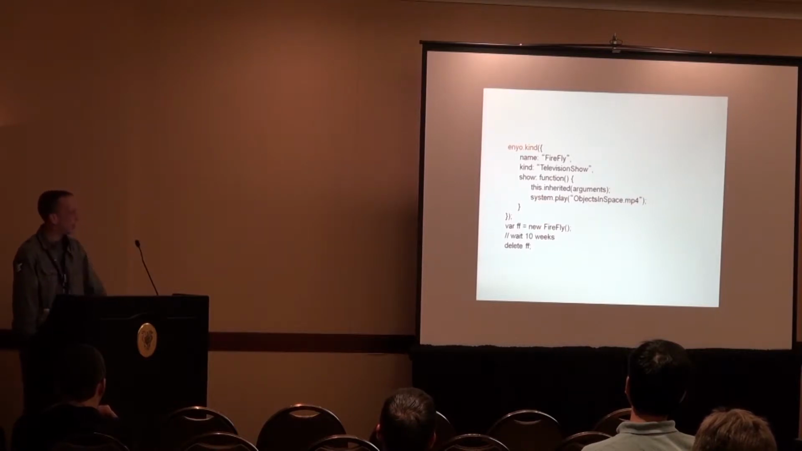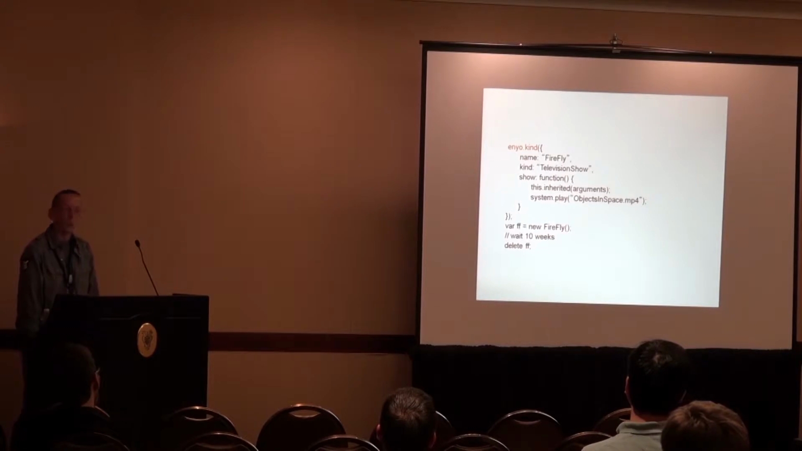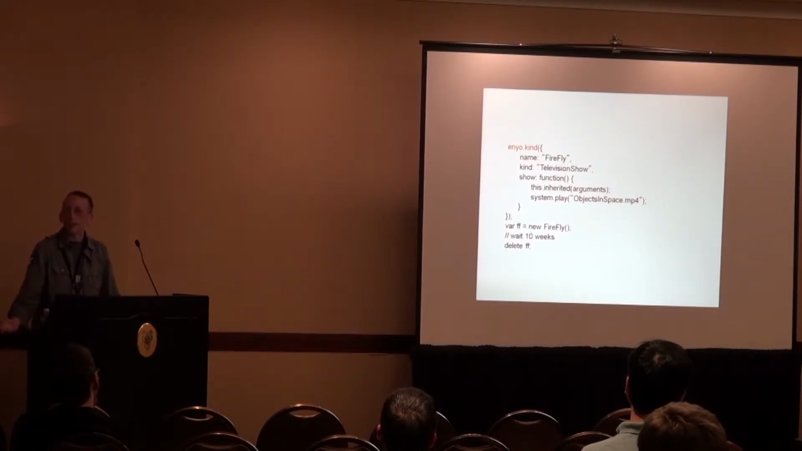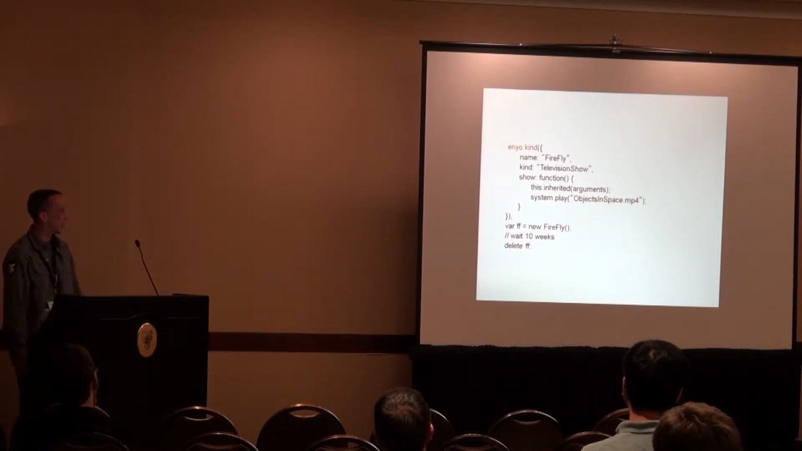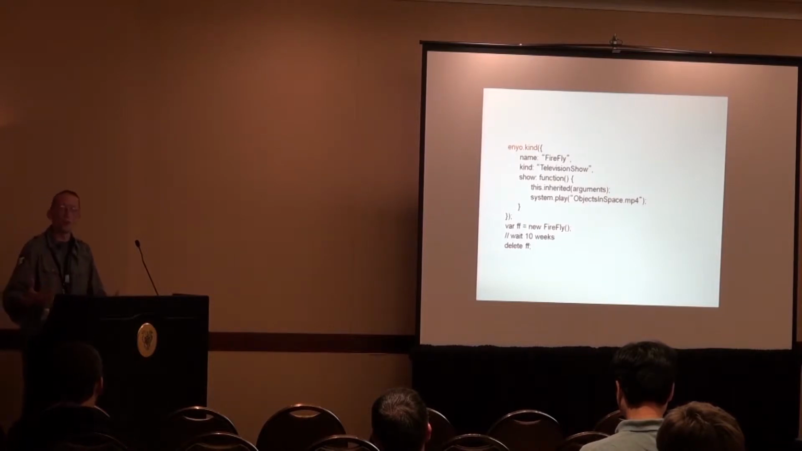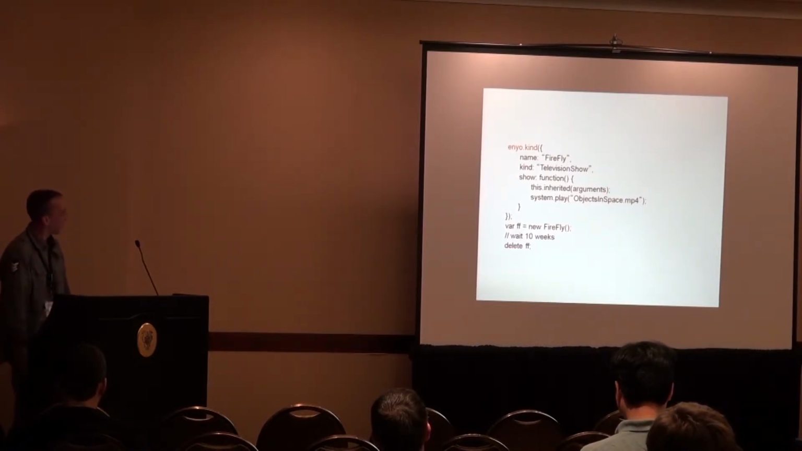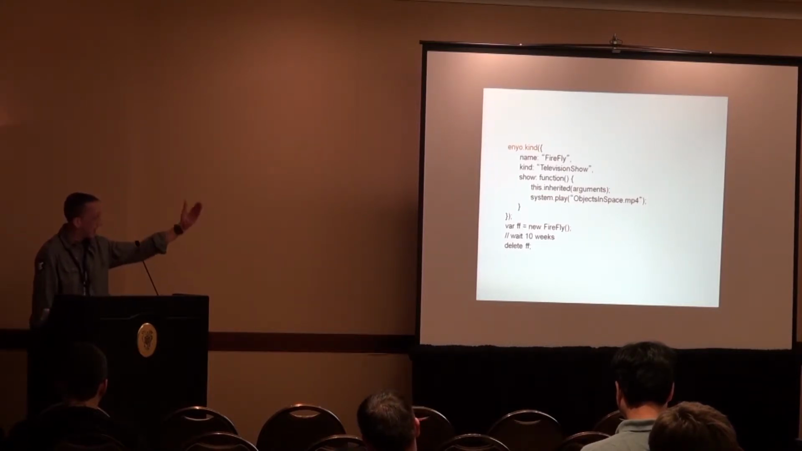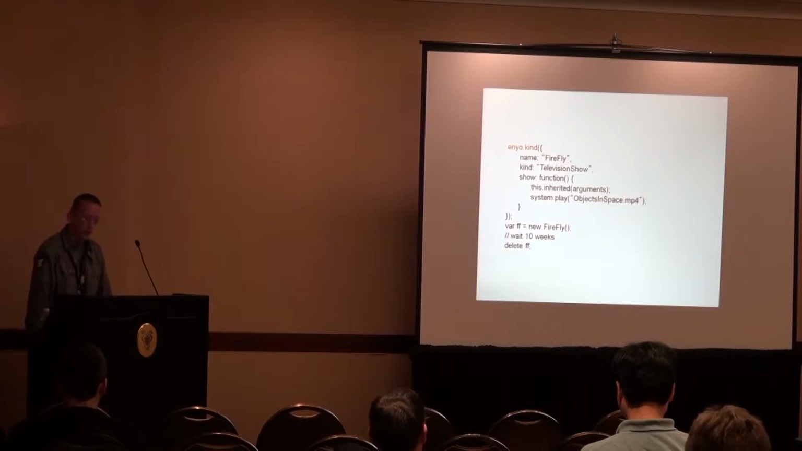You'll see that a lot if you look through source code, especially things that override the rendered method or create. You need to do some special processing, but you still need the rest of the core framework stuff to run on create, and then you use this.inherited. Now that I've got my kind created, I can make a new one. So there's var ff = new Firefly, wait 10 weeks, and then I'm going to delete it, right? Just like the show.